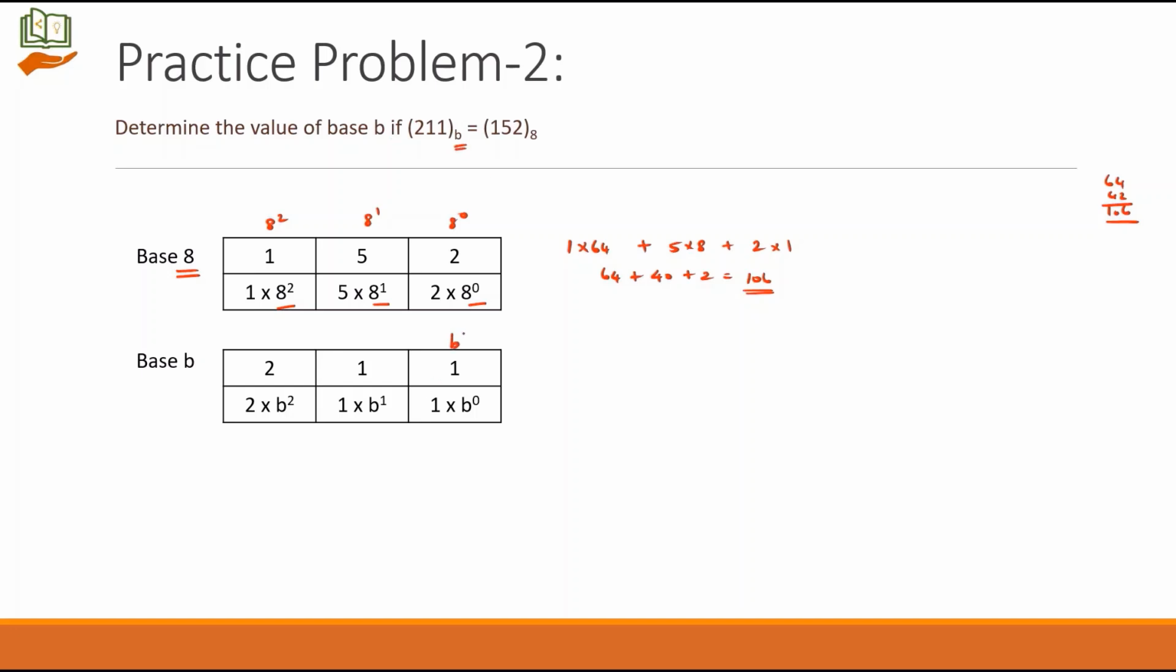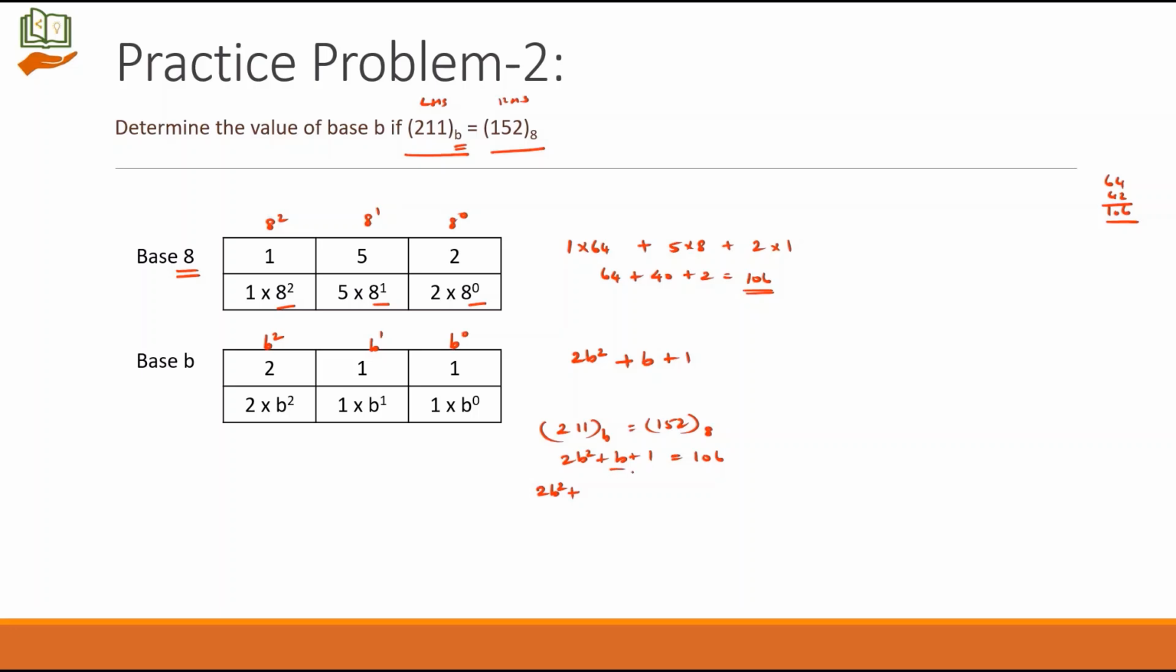So this is b power 0, this is b power 1 and this is b power 2. 2 into b power 2 is 2b square, plus 1 into b power 1 is b, plus 1 into b power 0 is 1. Now they have said this part is equivalent to this part, that is LHS is equal to RHS. So 211 base b is equal to 152 base 8. This will be 2b square plus b plus 1, which is equal to 106. When you solve this equation, you will get the value of b.